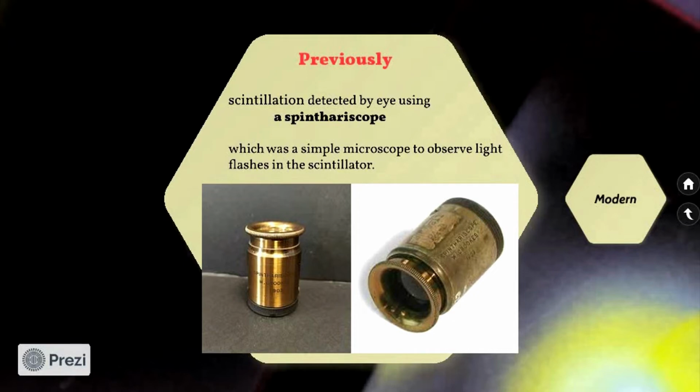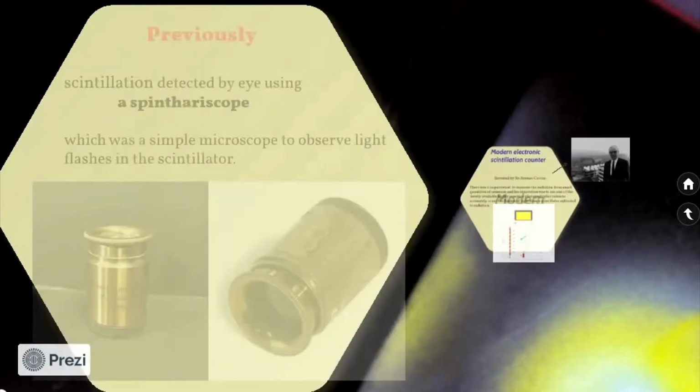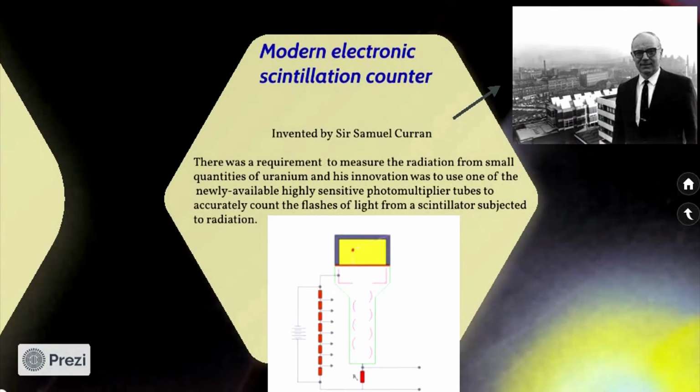Previously, scintillation events were detected by the naked eye using a spectroscope, which was a simple microscope to observe light flashes in the scintillator, while the modern electronic scintillation counter, invented in 1944 by Sir Samuel Curran, replaced the naked eye with the photomultiplier tube and revived the use of scintillation. Scintillator detectors are still widely used nowadays and are highly reliable and conveniently available.